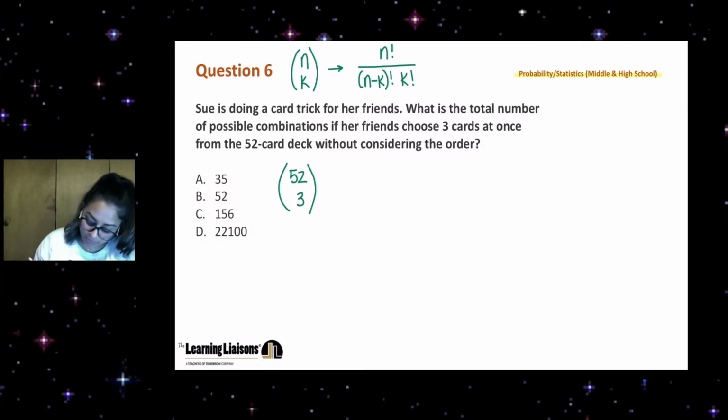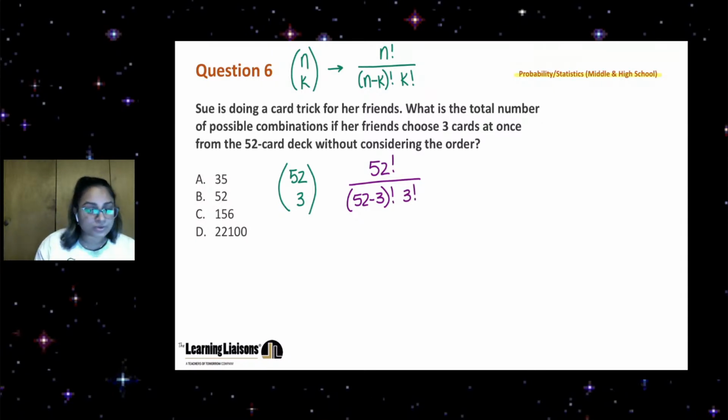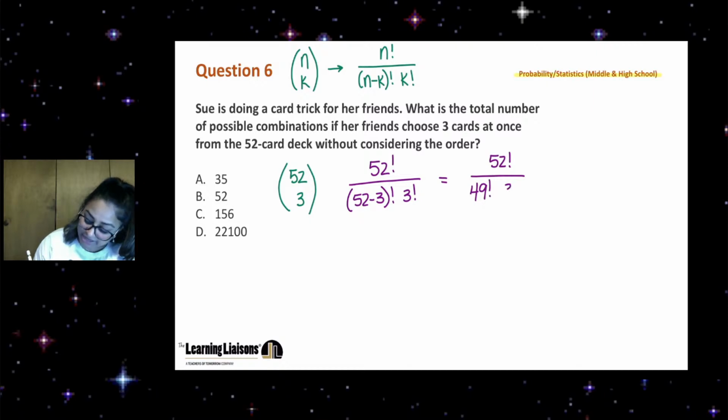So let's go ahead and plug in what we know. I know that I will have 52 factorial in the top, and then I'll have 52 minus 3 factorial times 3 factorial. Okay, don't worry, we're going to get through this math. We're still going to have 52 factorial in the top, but now I'm going to do 52 minus 3, and I'm going to have 49 factorial. So now here's a really cool thing. We can write 52 all the way down to 49.